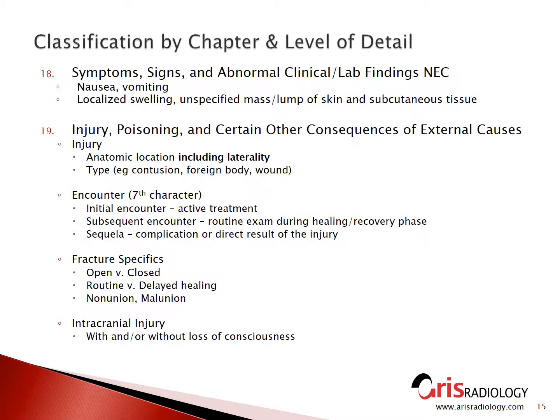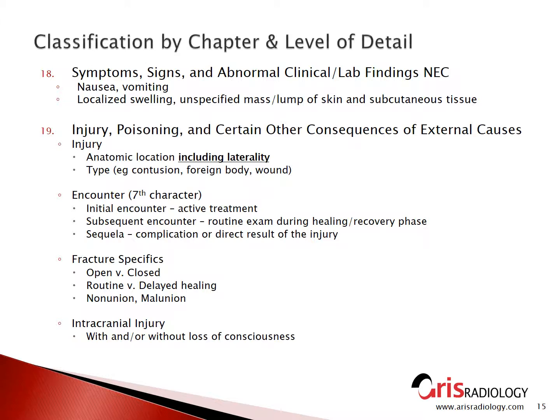While diagnosis codes for radiology services may be found in any chapter, many are found in Chapters 18 and 19. 18 is Symptoms, Signs, and Abnormal Clinical or Laboratory Findings Not Elsewhere Classified. This is where we find codes for nausea, vomiting, localized swelling, unspecified mass or lump of skin, and subcutaneous tissue. Chapter 19 is Injury, Poisoning, and Certain Other Consequences of External Causes.